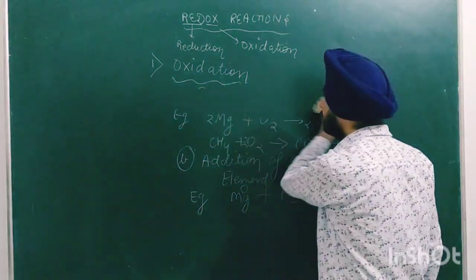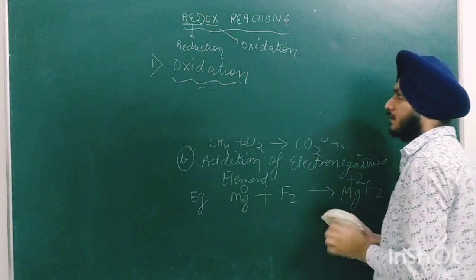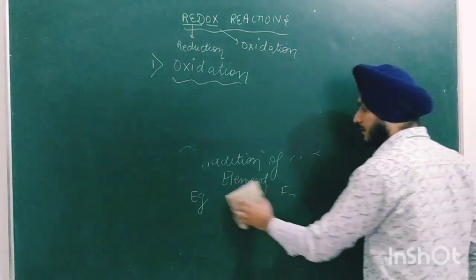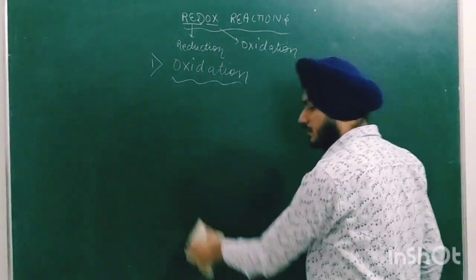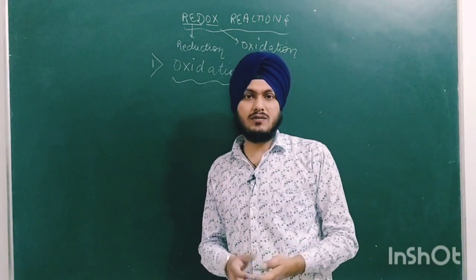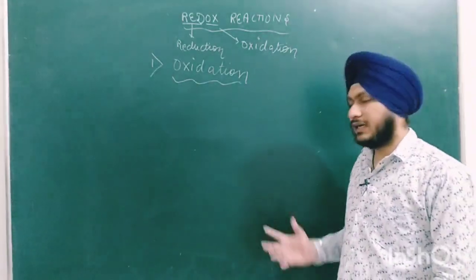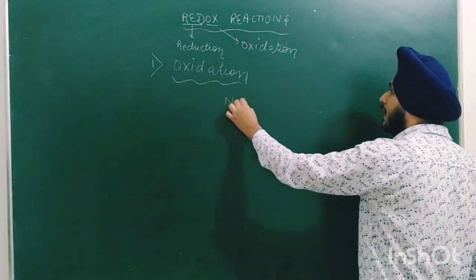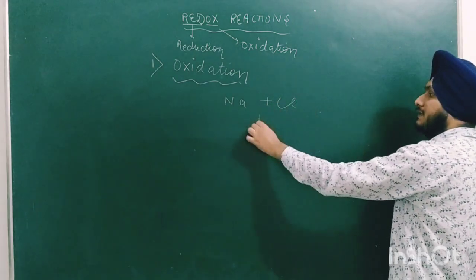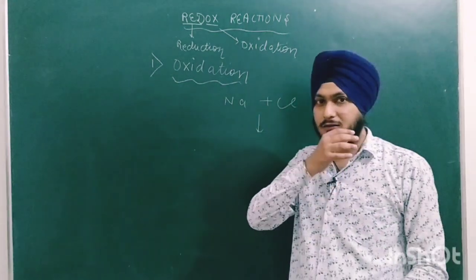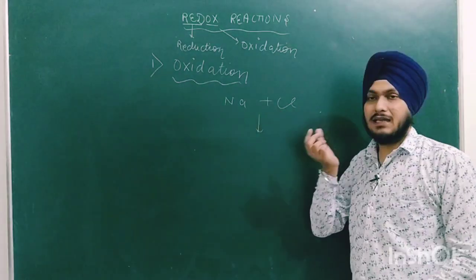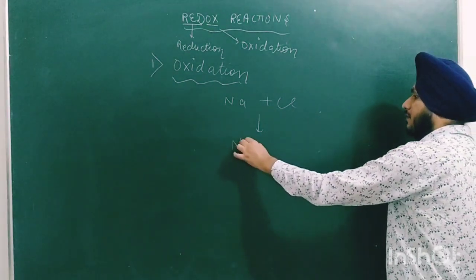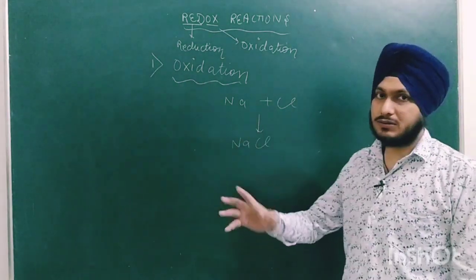Now the third definition is removal of hydrogen, and the fourth is removal of electropositive element. There are a lot of examples of addition of electronegative element. For example, Na plus Cl is also an example. Here this is the best and simplest example of oxidation, that here in Na plus Cl we are adding an electronegative element. So here we will get NaCl. So this is also an oxidation reaction.